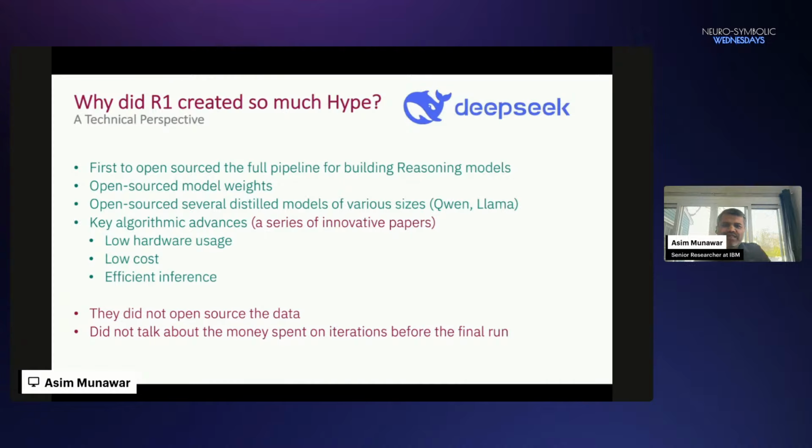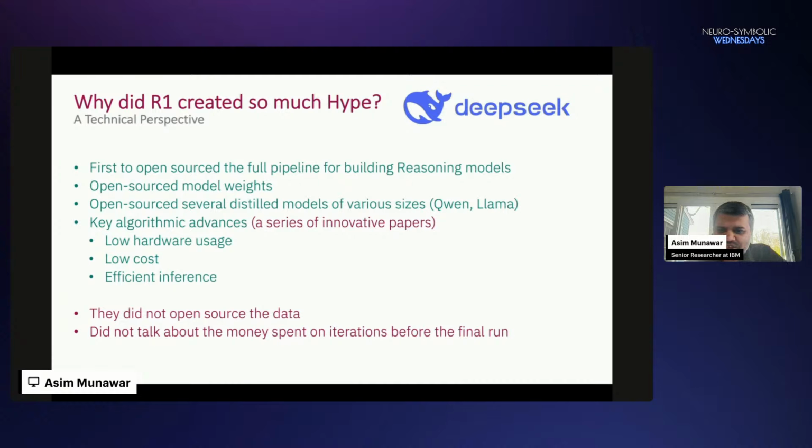They open sourced the model weights, which was amazing. So this was the first open reasoning model of that size that you can play with. They open sourced many distilled models out of it, Qwen, Llama, different size models, even very small models. And when you look at DeepSeek R1, you realize that the innovation did not start with the DeepSeek R1 paper. There were several series of very good papers from DeepSeek that people missed in 2024, even 2023, that were pointing towards low hardware usage, efficient algorithms, and especially alignment and low cost.